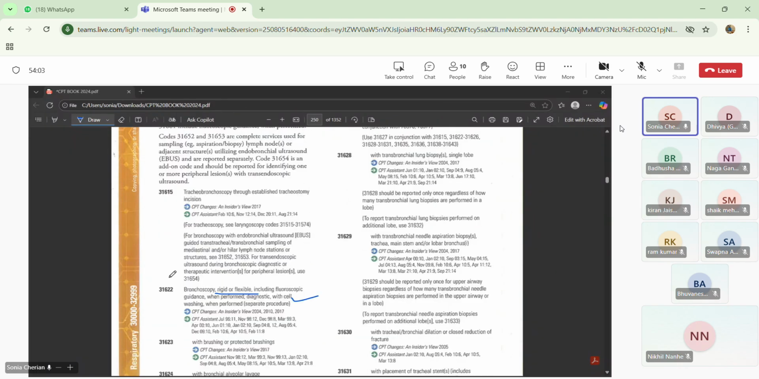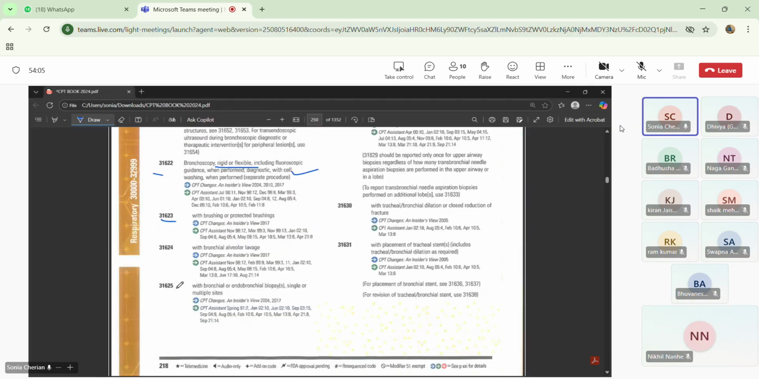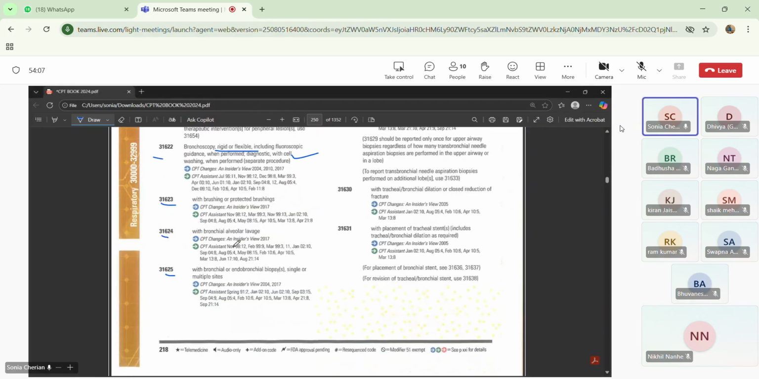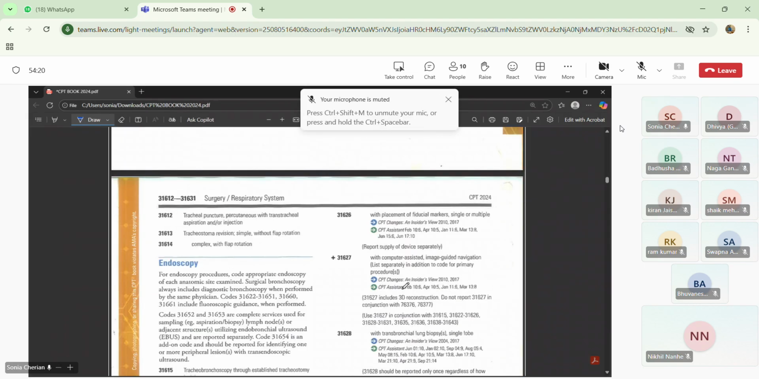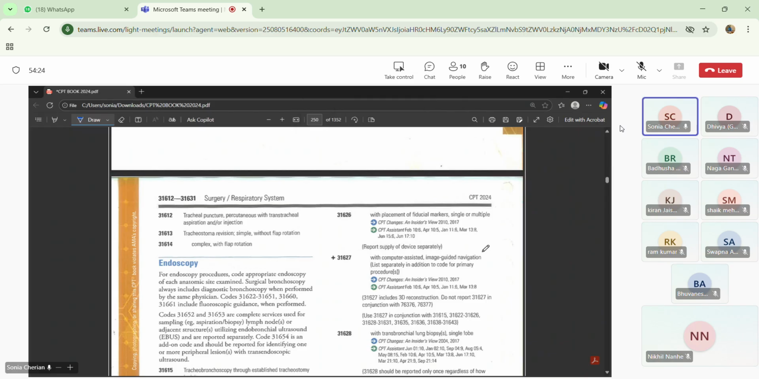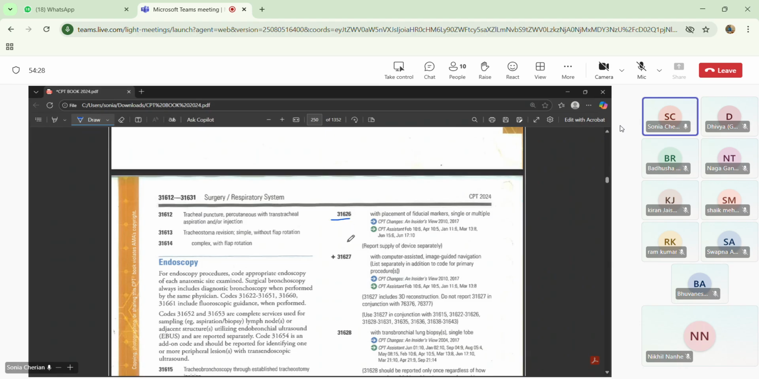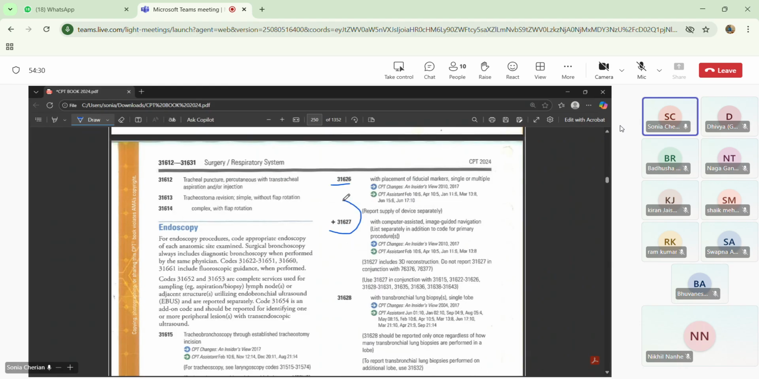So these are the CPTs, guys. This is telling you now. So this is for BAL. And this is for biopsies. Whether it is a single biopsy or multiple, you just have to report with one CPT. If they are placing any fiducial markers to mark a lesion or tumor, then your CPT is 31626. If they are using a computer for navigation, it is very important, guys.